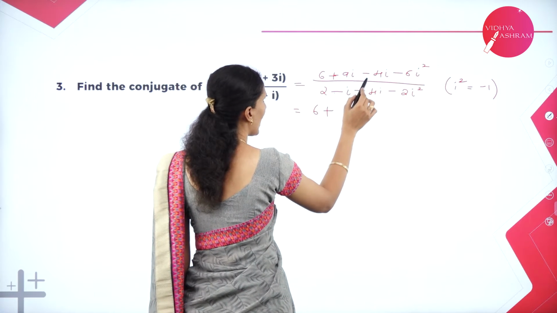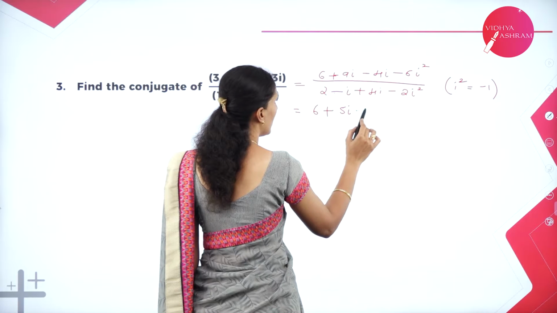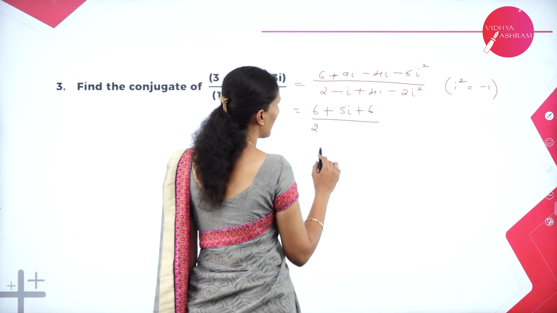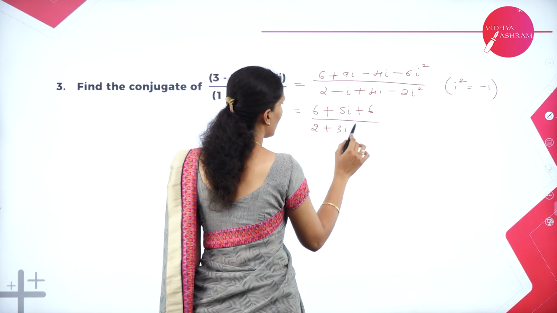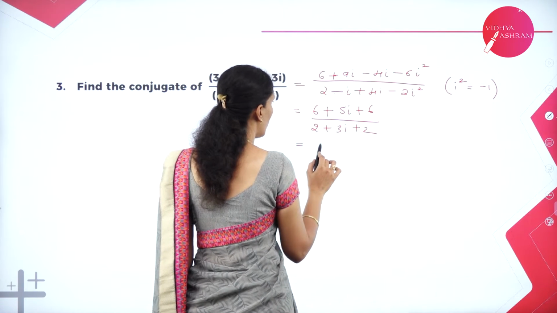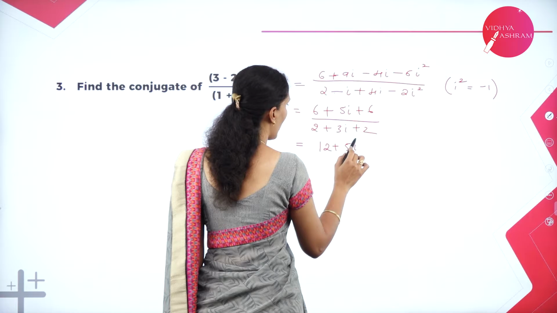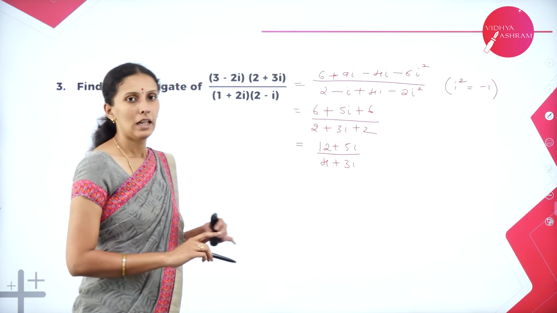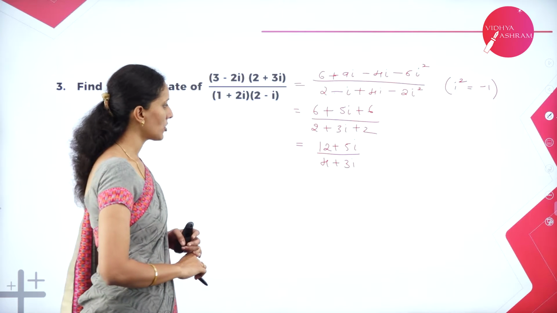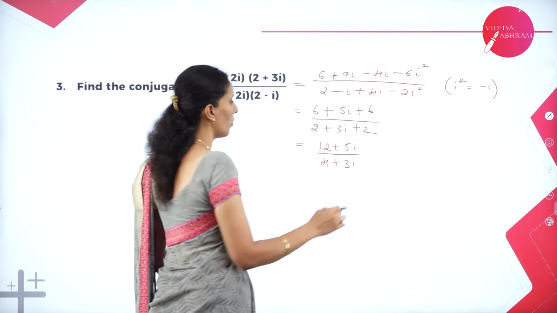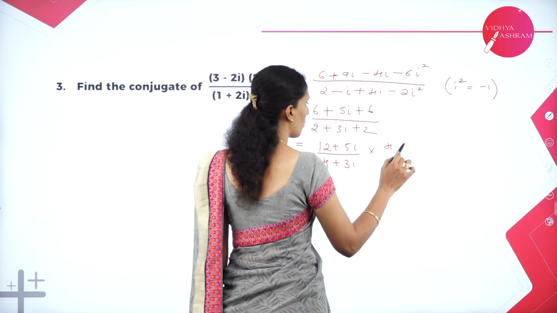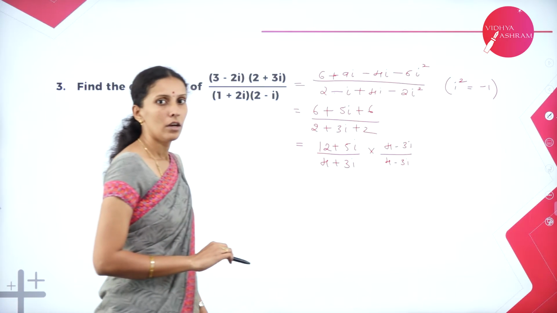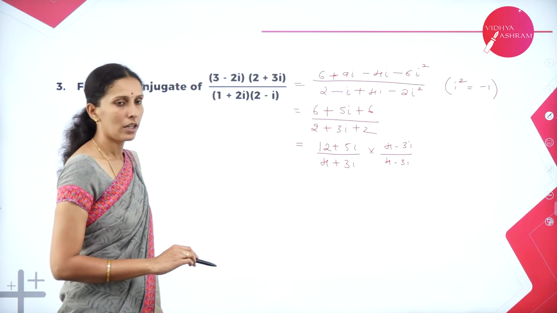6 plus 9i minus 4i is 5i plus 6, divided by 2 minus i plus 4i is plus 3i plus 2. So this is equal to (12 plus 5i) divided by (4 plus 3i). Now let us take the conjugate and rationalize the denominator here. So if you take the conjugate, it is (4 minus 3i) divided by (4 minus 3i), to remove the irrationality of the denominator.